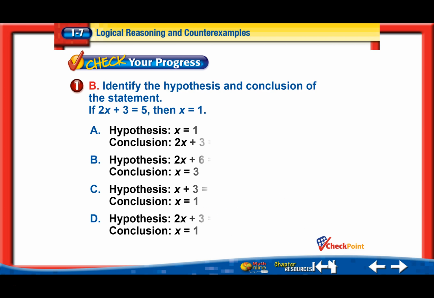All right, let's try a little more difficult one. If 2x plus 3 equals 5, then x equals 1. So hypothesis, conclusion. Hypothesis: 2x plus 3 equals 5. Conclusion: x equals 1.